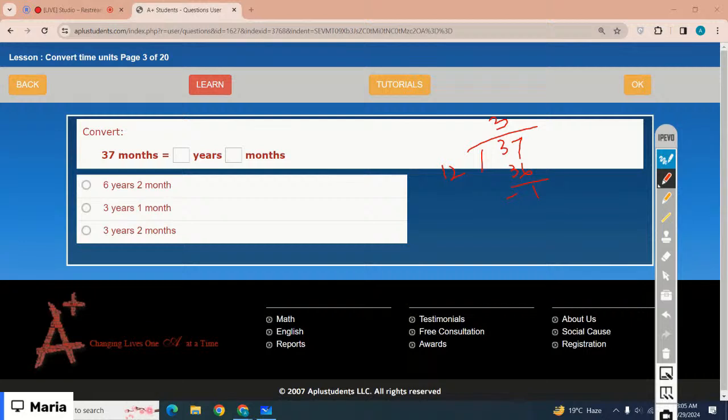So the correct option is 3 years. These are the years and this is the month. So you have 3 years and 1 month. The correct option is option number 2, that is 3 years and 1 month. Got it?